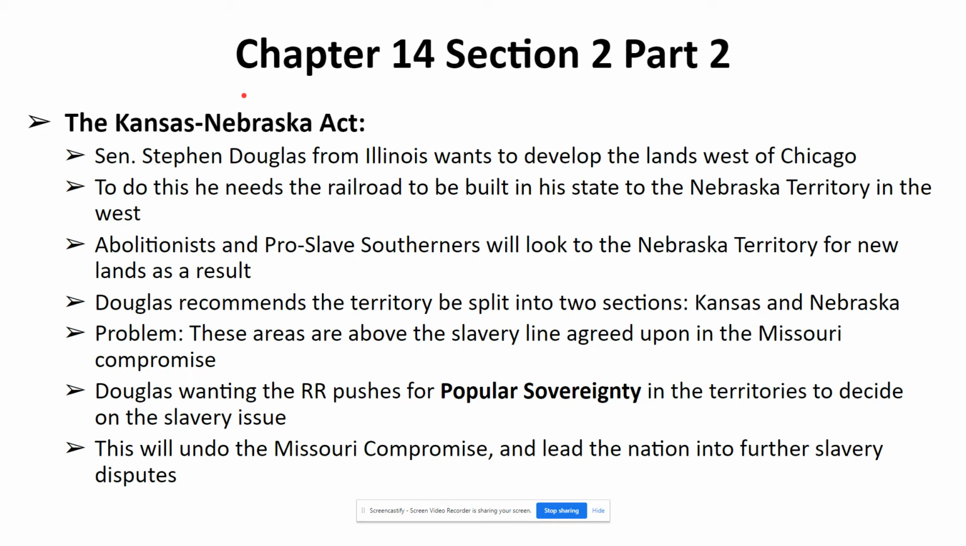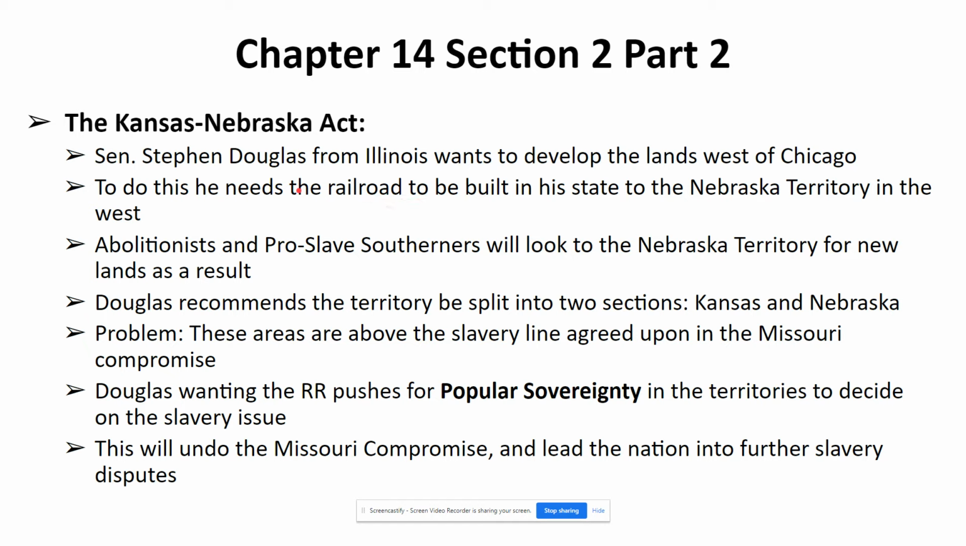To give you the background on this, and this is going to be a really important one. Senator Stephen Douglas, and we're going to get introduced to him shortly, especially when we get into Lincoln later on, is a senator from Illinois. He's a very powerful senator from Illinois, and he wants to develop a railroad west from Chicago, which is in Illinois. The only way he can do this is to build a railroad through the Nebraska territory.